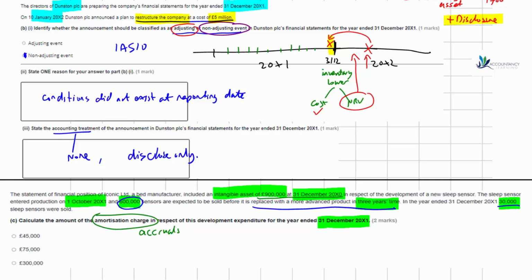So they've given us that they've made 30,000 of the sleep sensors so far out of a total of 600,000. And if we multiply that by the 900,000 cost, that would give us an answer of 45,000 as the amount to amortize. So we're nicely spreading the cost of this asset over our production plan.